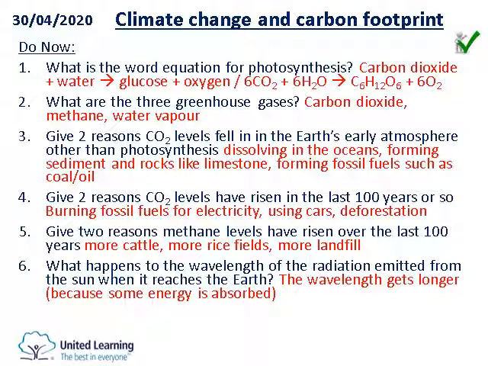So when we're talking about the Earth's early atmosphere for number 3, we're talking about billions of years ago. So make sure you talk about that carbon dioxide dissolved into the ocean, as well as forming fossil fuels.